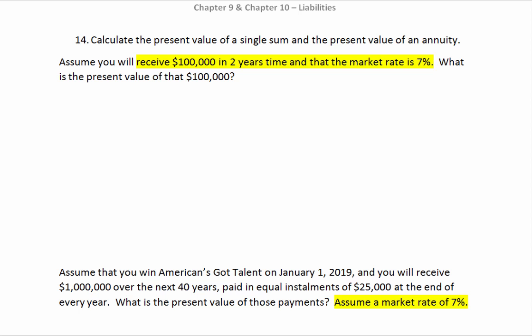So if we look at a timeline right now, I've got nothing right now, so I have $0 today. But in 2 years' time, I'm going to get $100,000.